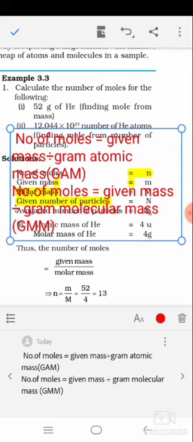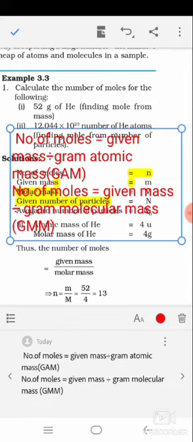52 gram is provided here, so given mass 52 gram divided by gram atomic mass, that is 4. 52 by 4, that is the number of moles, which is equal to 13.